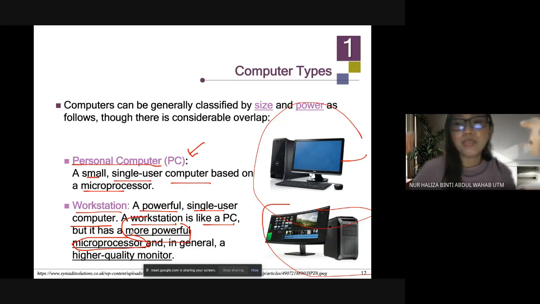So normally for gamers and programmers, who always do multiple programming at one time, they need a workstation, not a PC. So if you are a gamer, you go to the computer shop and ask, I want to buy a computer for gaming.